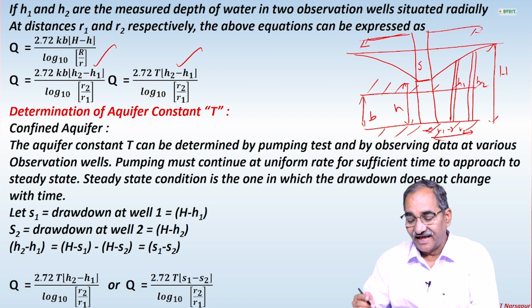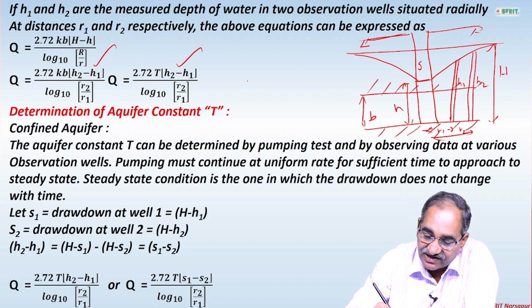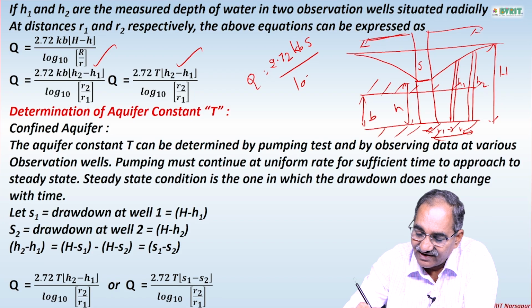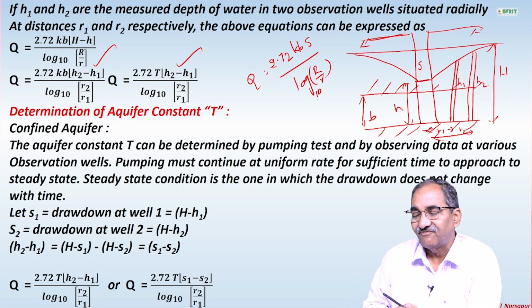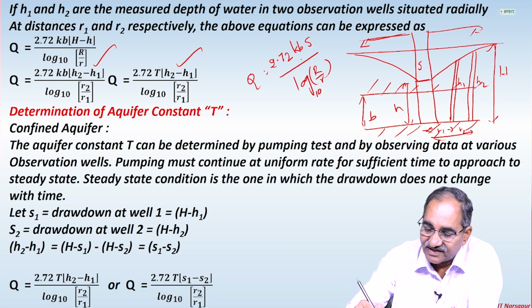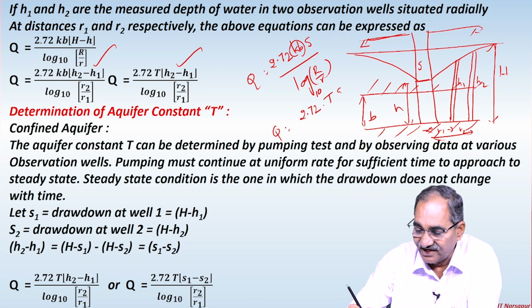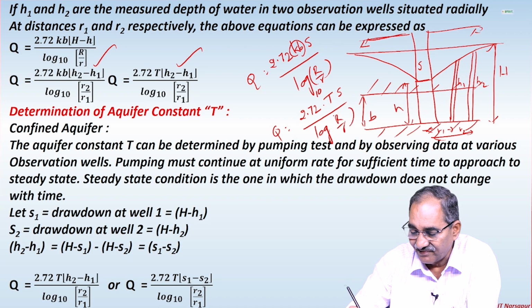So now completed. Finally, what is the equation? Q is equal to 2.72 kbs divided by log r by r base 10. This is the fundamental equation. This kb also you can change. Q is equal to 2.72 into T into S divided by log R by r base 10.